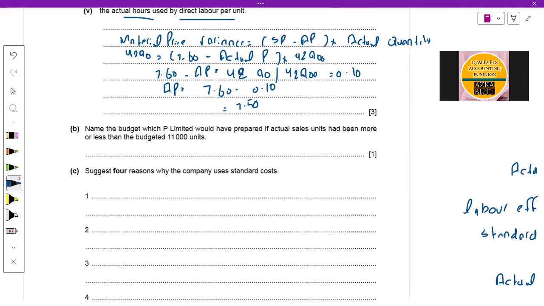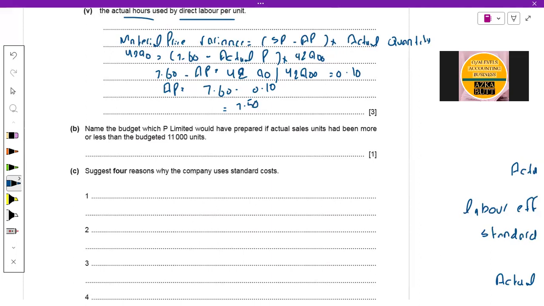And the number two reason would be budgeting and forecasting. Standard costs provide a consistent basis for preparing budgets and forecasts. They make it easier to estimate costs and profitability for future periods by offering a clear and consistent framework for the expected cost. And number three would be performance evaluation, because standard costs help evaluate the performance of departments, managers, and employees by comparing the actual cost to the standard cost. Management can assess the efficiency and effectiveness of production and identify areas which need to improve.